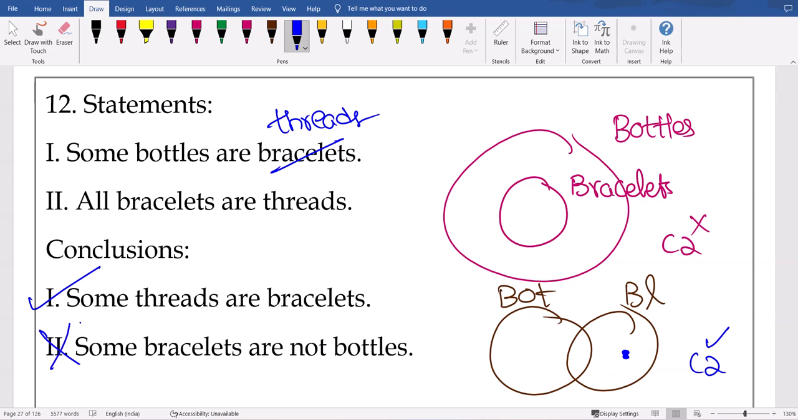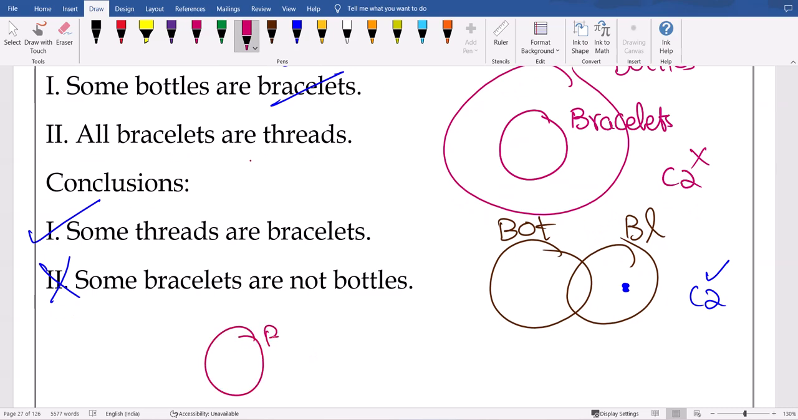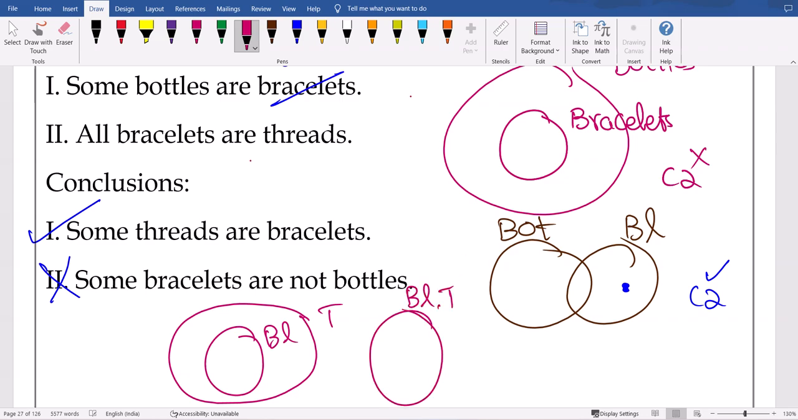Out. What about the first conclusion, sir? What is the second statement? Second statement: all bracelets are threads. So two diagrams. All bracelets are threads, or the same diagram, all bracelets are threads. Now, what is the first conclusion? Some threads are... correct in this one. Next diagram, all threads are bracelets. Whenever all is there, some can be taken. No problem. All threads are bracelets. Still, you can take some threads are bracelets. No issue. The first one is true in every diagram.